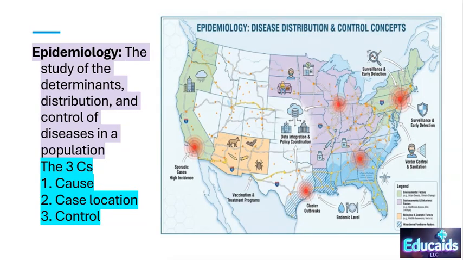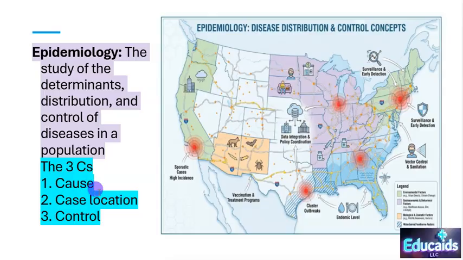So let's break these down and kind of go over some examples because that makes it make more sense. So epidemiology, as defined, is the study of determinants, distribution, and control of disease in a population. That's kind of tough to remember. So I like to think of it as the 3 C's for epidemiology: cause, case location, and control. So cause, what caused the disease? Was it a bug, a virus, a bacteria? Was it food poisoning that got into something? Case location, where is it located? Is it in California? Is it in New York? Where is it at? And then control, what are we going to do about it?